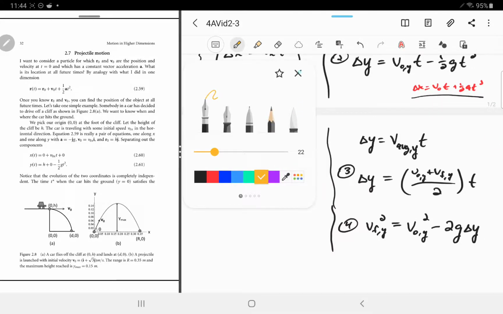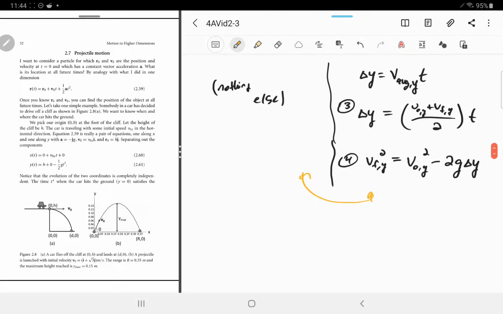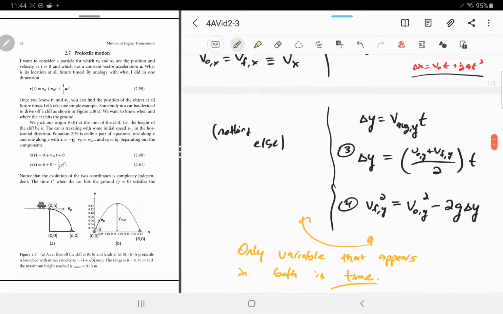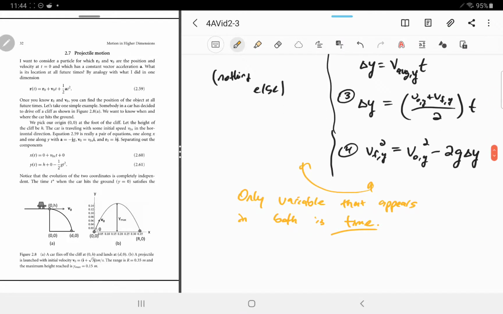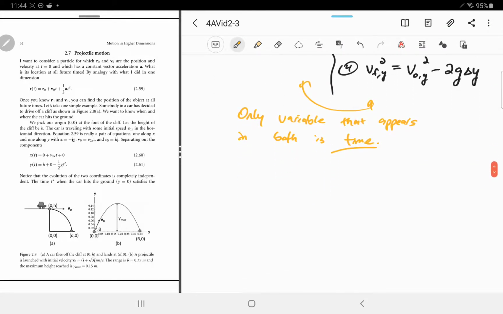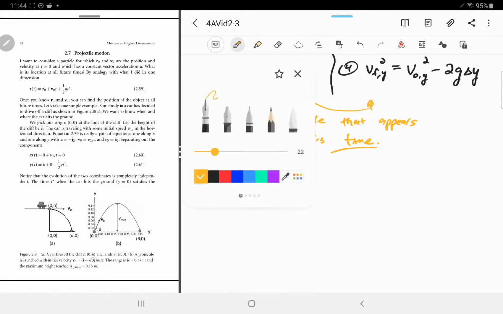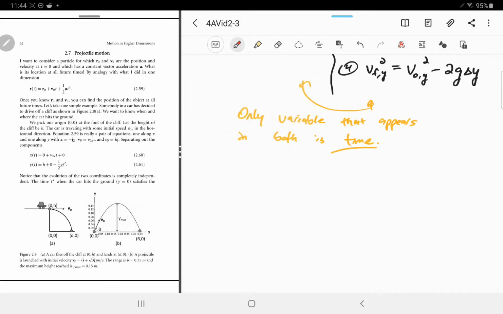Now there's a point that I wanted to emphasize here. The only variable that appears in both of these is time. Right? So the x and the y directions are completely independent other than time. So time is the only thing that appears in both. And so you can actually say some interesting conceptual things based on this. So a quick example before we do the original problem.